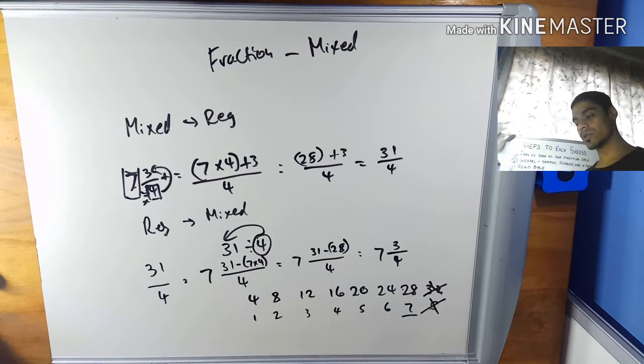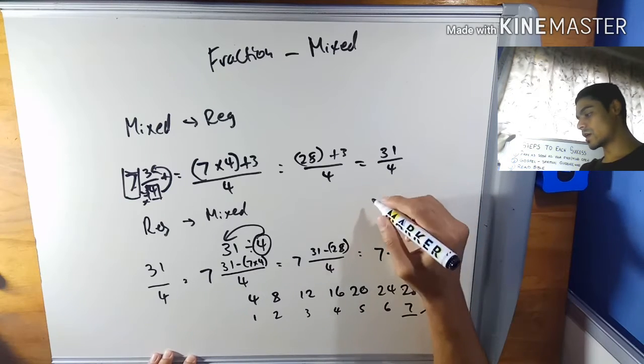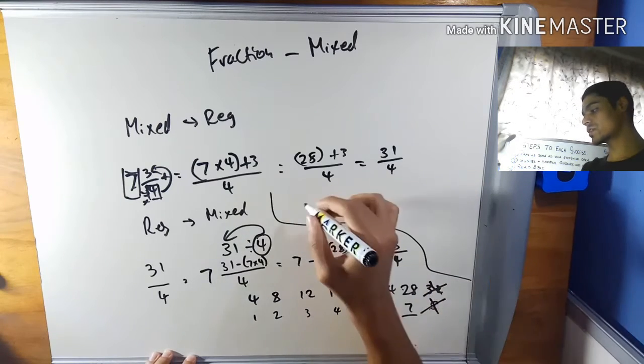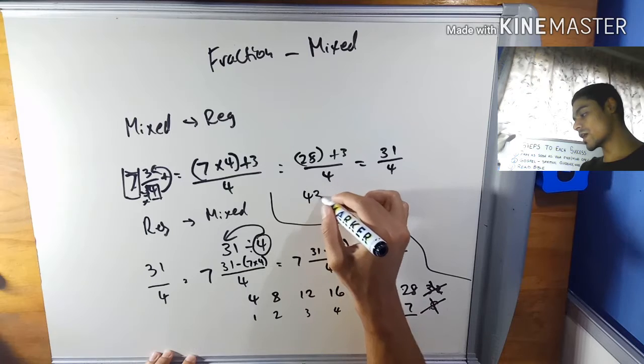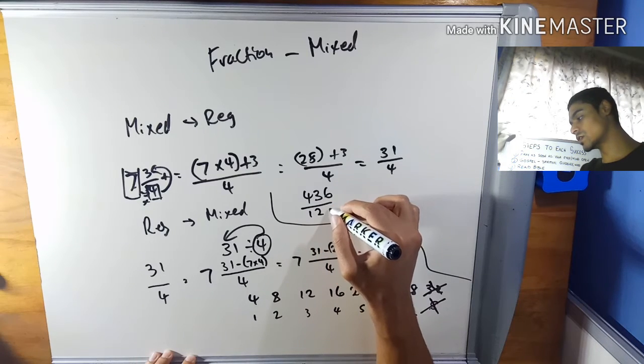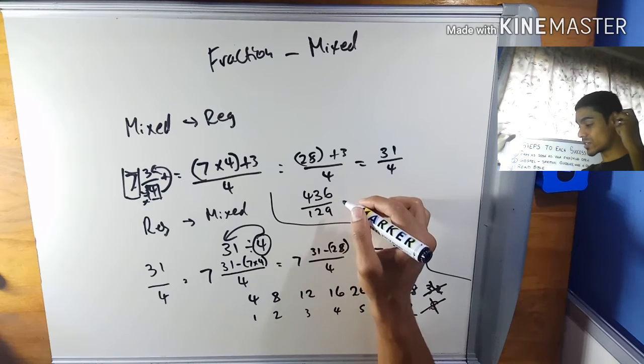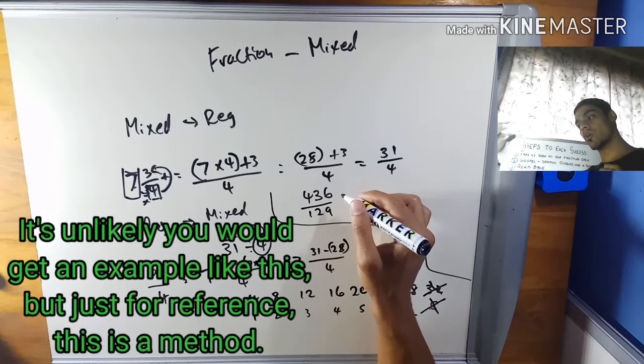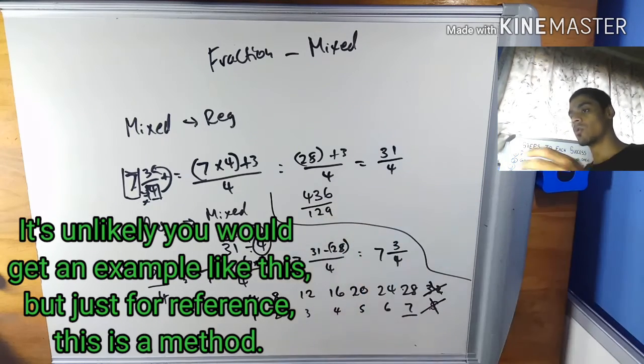However, there is another way to do it, because let's say you're dealing with really big numbers. Let's say we're dealing with 436 over 129, and we want to write it in the form of a mixed fraction. What you would do then is use your calculator.